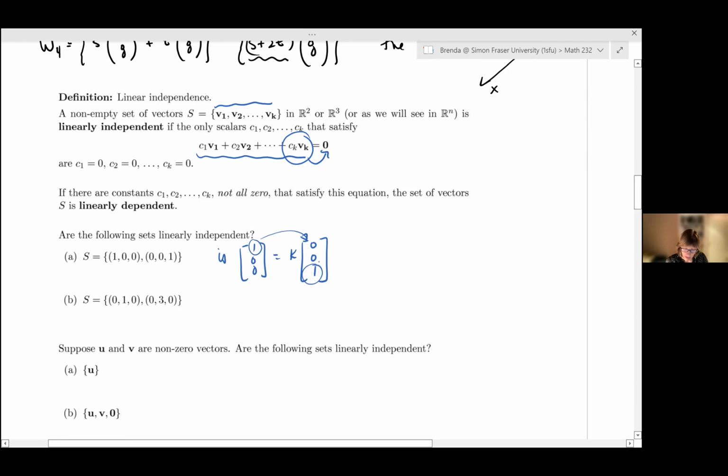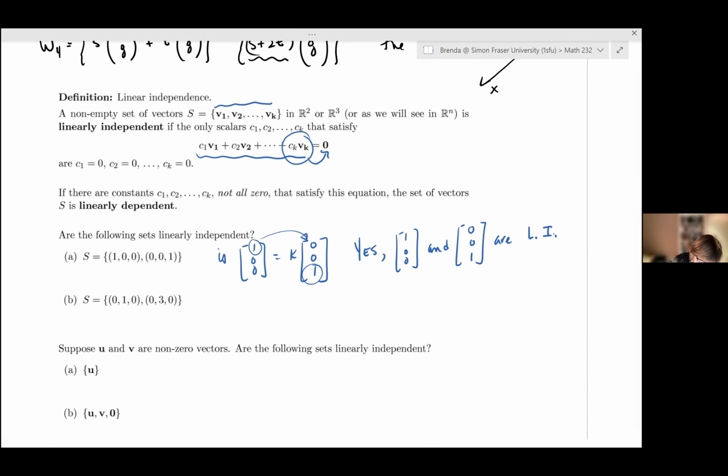1 is not a multiple of the other. So these 2 here are linearly independent. So the answer here is yes. 1, 0, 0 and 0, 0, 1 are linearly independent. You can't make one from the other. Okay, let's look at the next example. I'm going to ask the same question. There's only 2, so I can do this method of checking for a multiple.